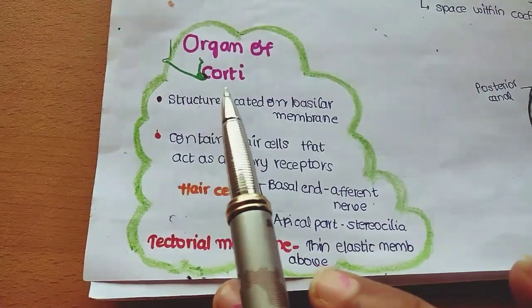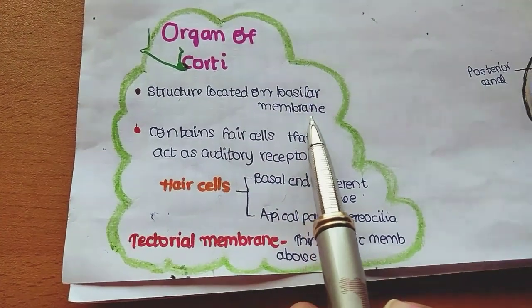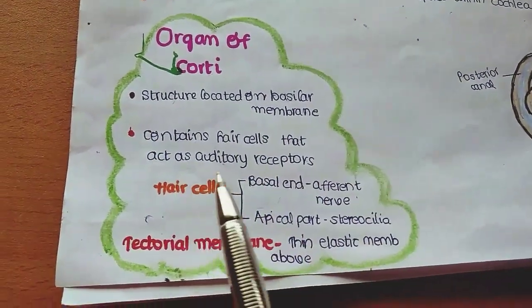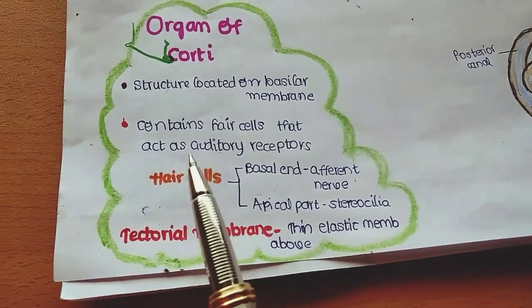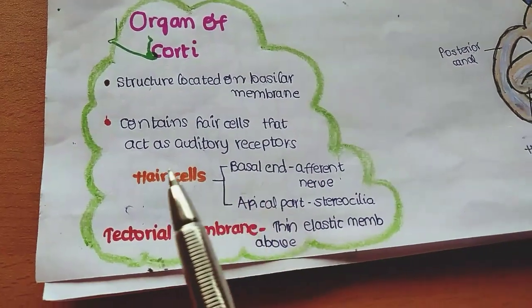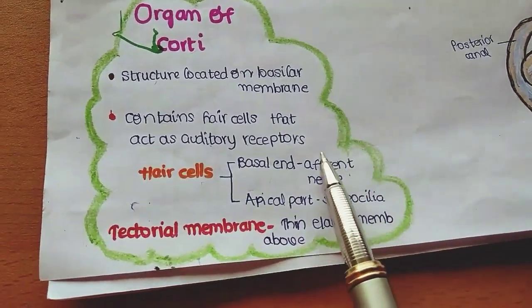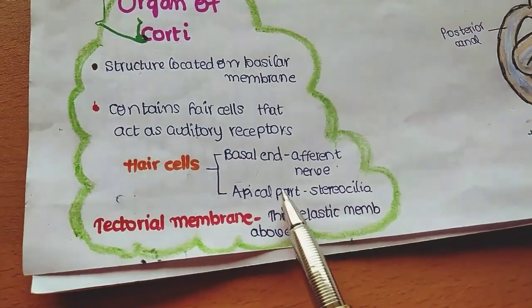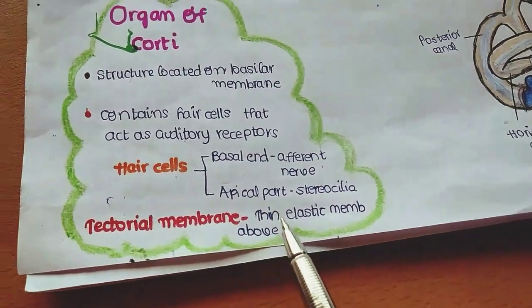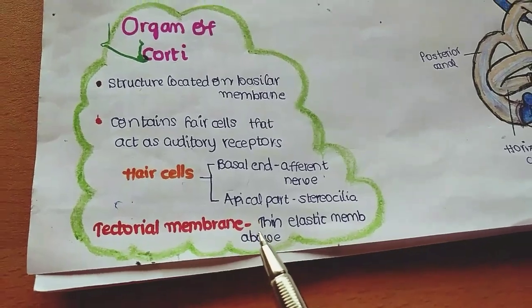Organ of Corti is a structure located on basilar membrane of the cochlea. It contains hair cells that act as auditory receptors. These hair cells are present in a row on internal side of organ of Corti. Each hair cell is associated with afferent nerve at its basal end and base stereocilia at its apical part. The tectorial membrane is a thin elastic membrane above the hair cells.